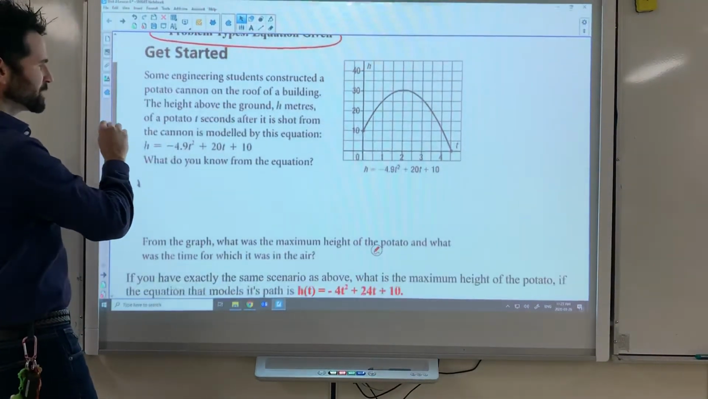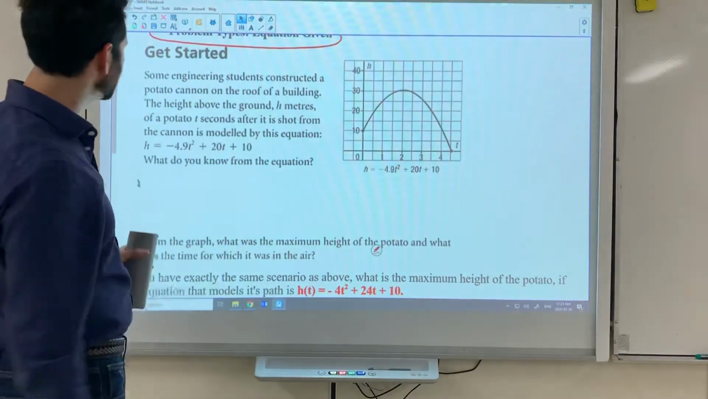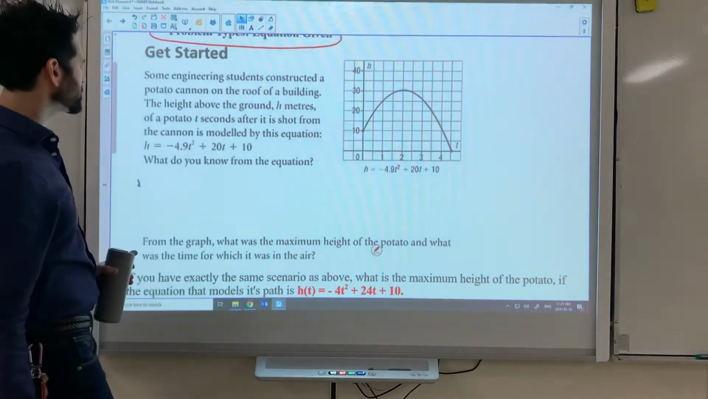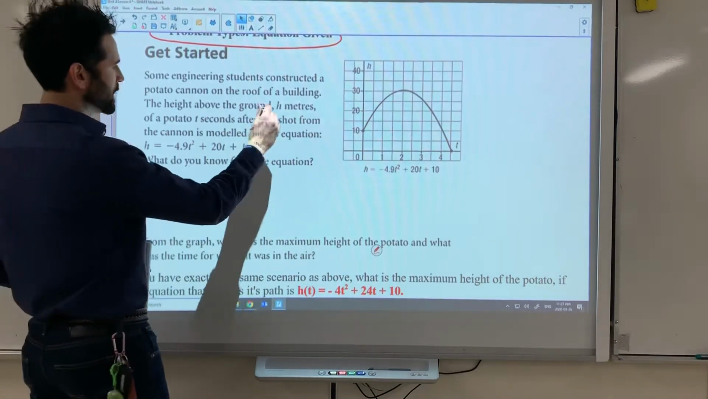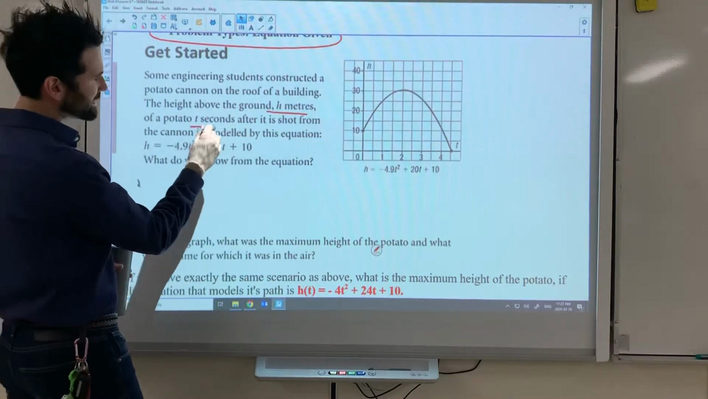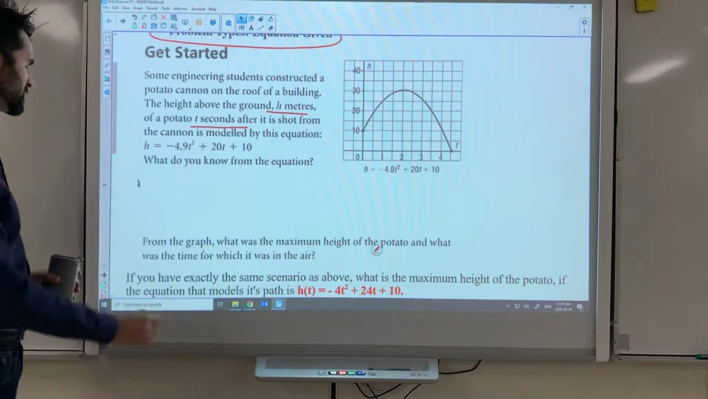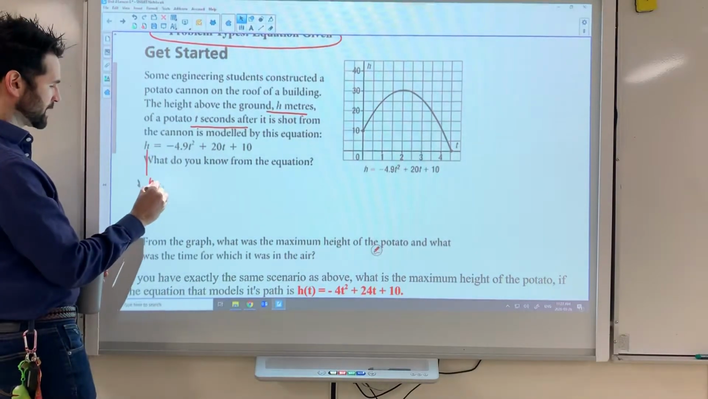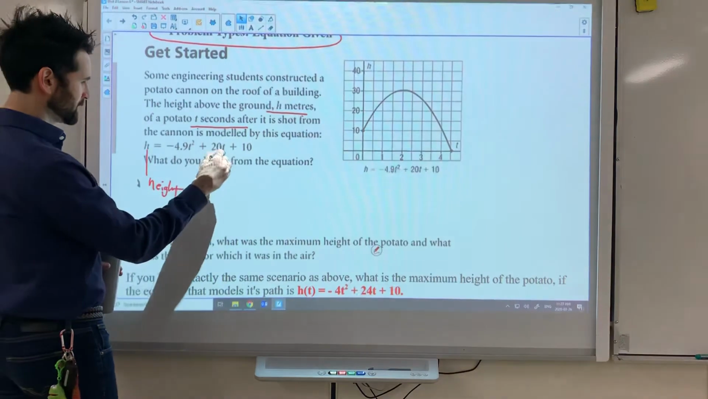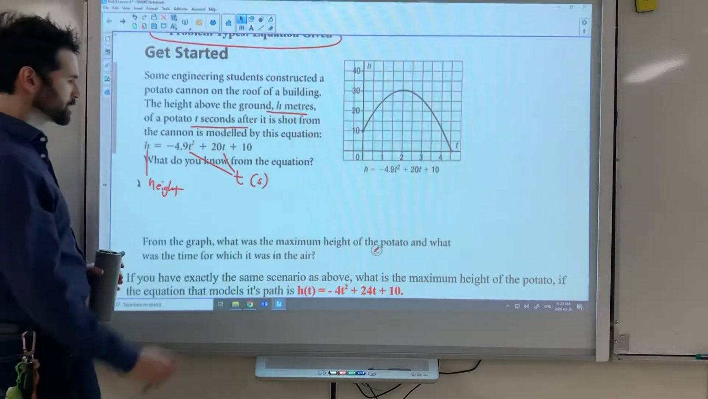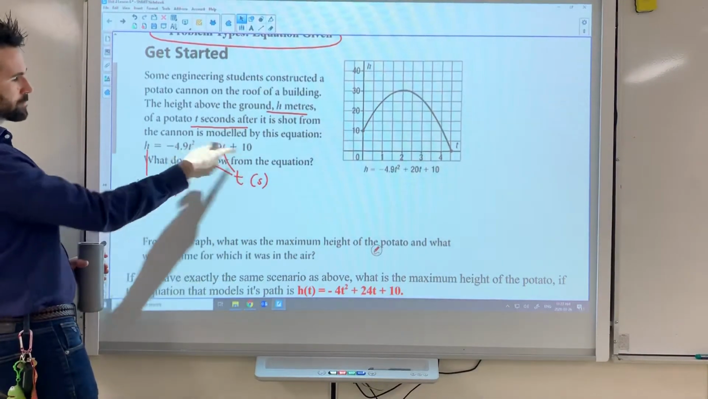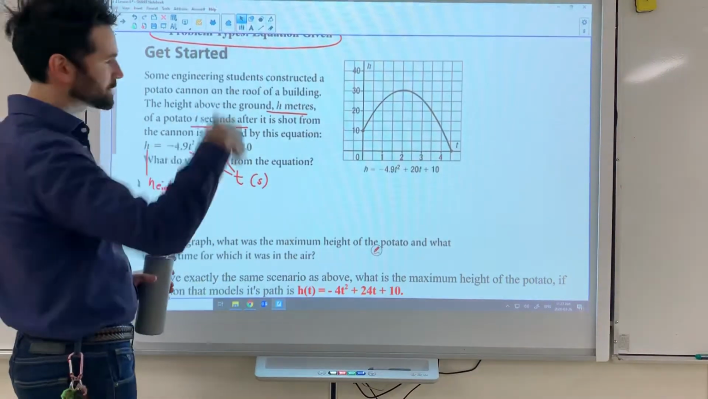So, this particular one, we're not going to do this, I'm just going to look at it. But it says some engineering students constructed a potato cannon on the roof of a building. The height above the ground, h meters, of a potato, t seconds after it's shot from the cannon is modeled by this equation. So that's the height of the potato, and t is the time in seconds. All right, so you figure out a time, plug it in here, it's going to give you the height of the potato at that time.